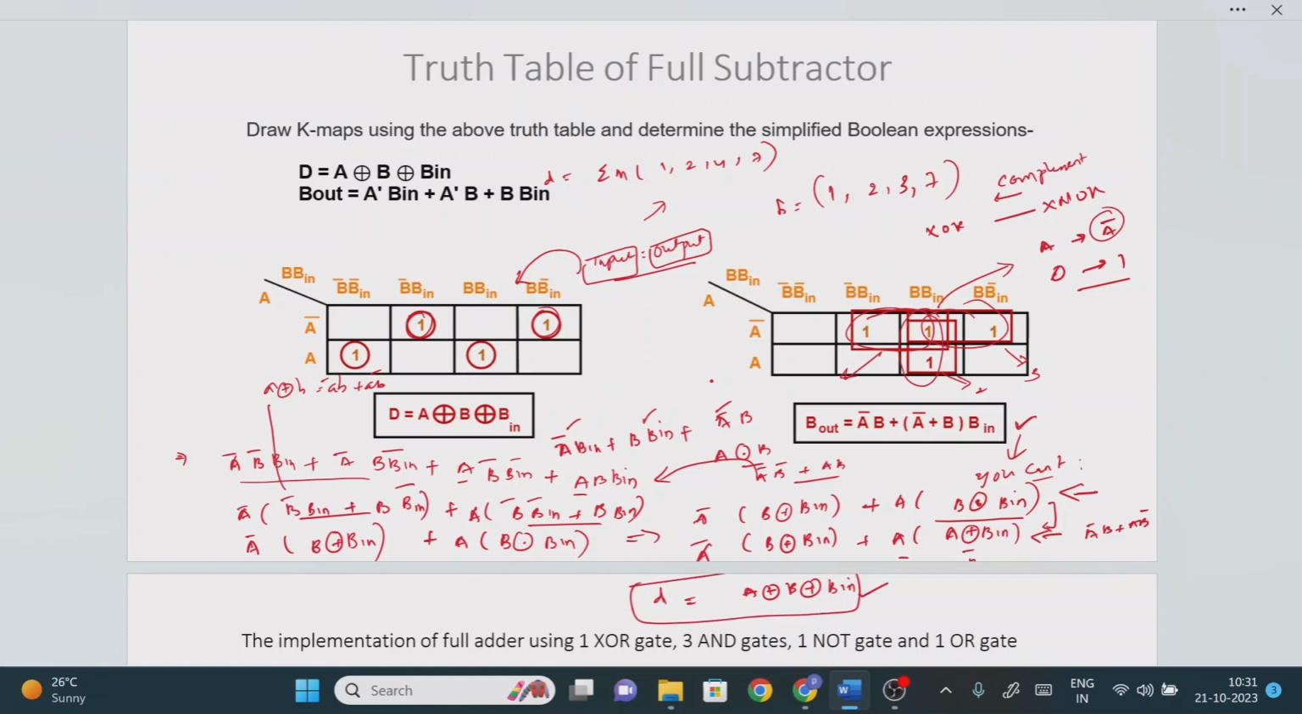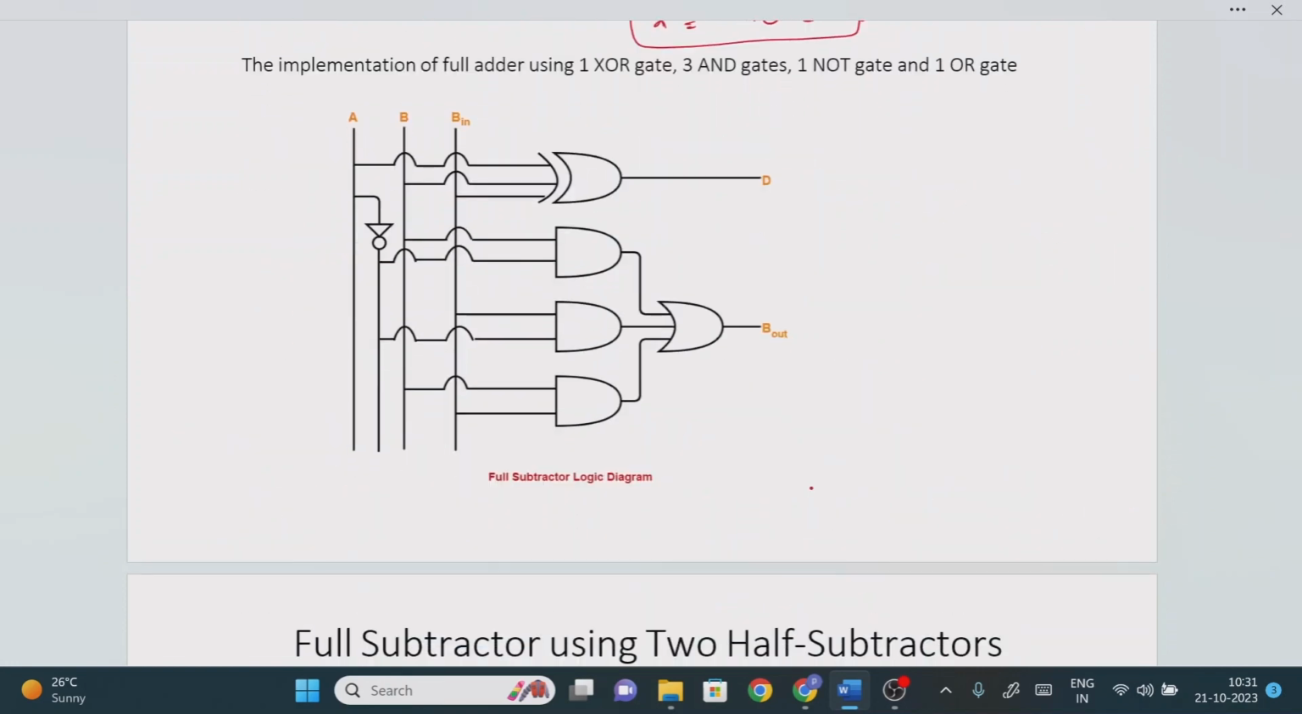So once it is done, we need to draw the logic circuit diagram, right? The logic circuit diagram is easy. What is the expression for difference? A XOR of B XOR of Bin, right? So I have taken 3 wires. This is the A connecting wire, B connecting wire, Bin connecting wire. The logic gate is the XOR logic gate, right? The same way we need to draw the logic circuit diagram.